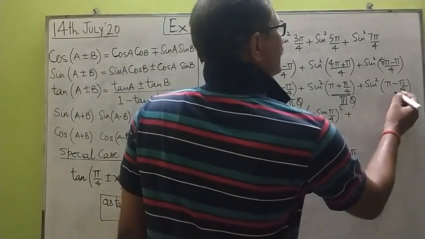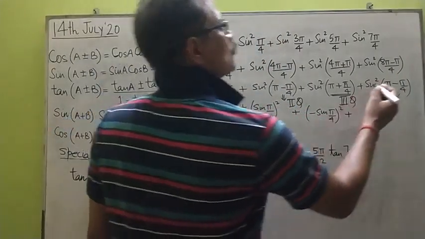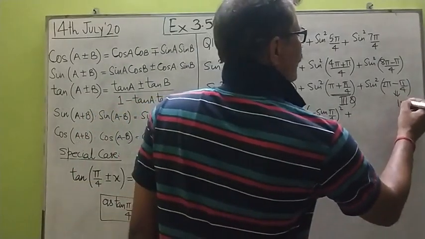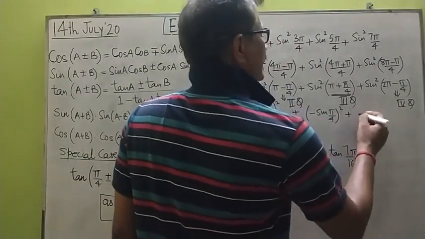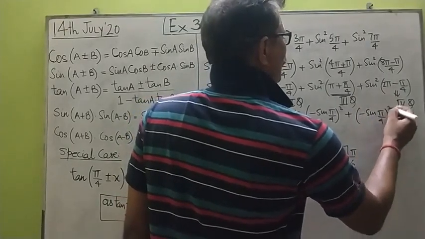This is which quadrant? Pi minus pi by 4. Sorry, it is 2 pi minus pi by 4. 2 pi minus pi by 4 is which quadrant? Fourth quadrant, where sine is again negative. So we write minus sine pi by 4 whole square.